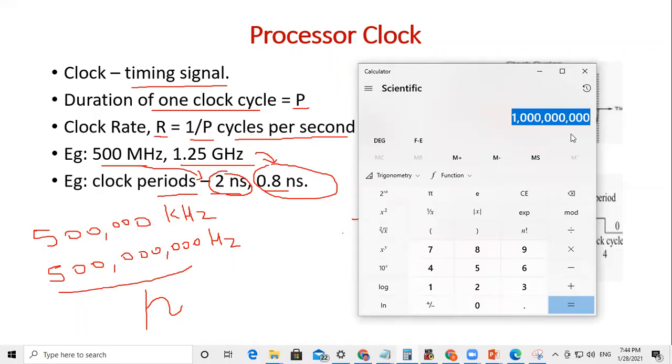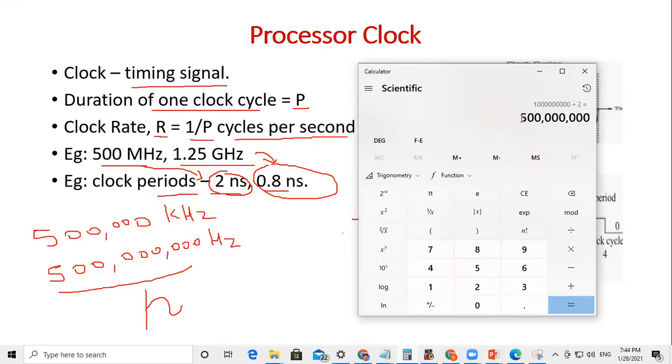Now each clock cycle is for how many nanoseconds? 2 nanoseconds. So how many cycles are there? Divide this by 2. This many cycles. So it means this is the clock rate R. We have identified the answer. But this answer is in terms of hertz. The clock rate R contains this many hertz.